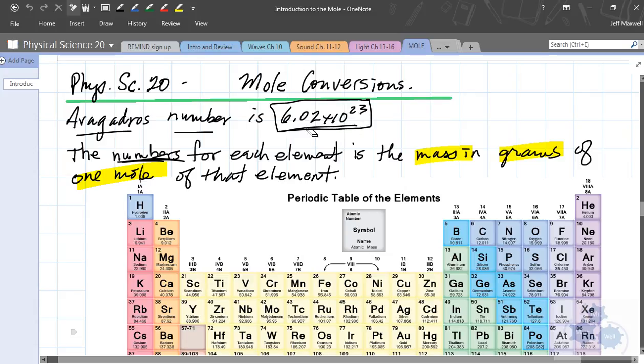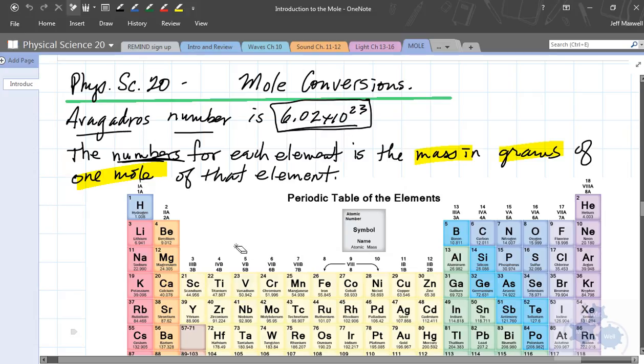What I want to talk about today is the connection between this number and the numbers on the periodic table here. Okay, so we're going to talk about how Avogadro's number came to be. Why is this a special number? And why do we care, why is this number of atoms important? Okay, that's what we're going to talk about.